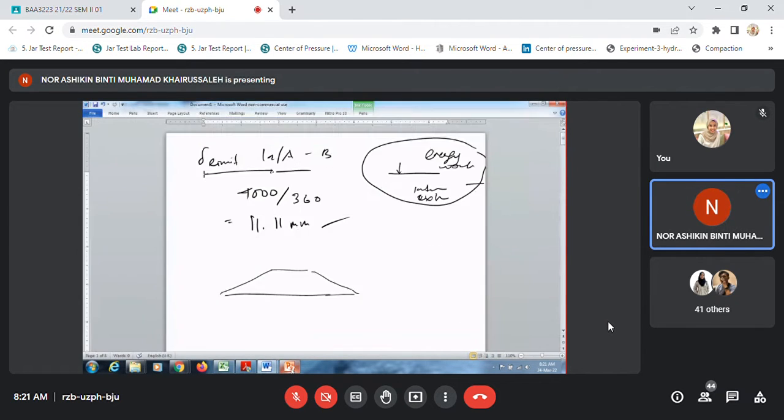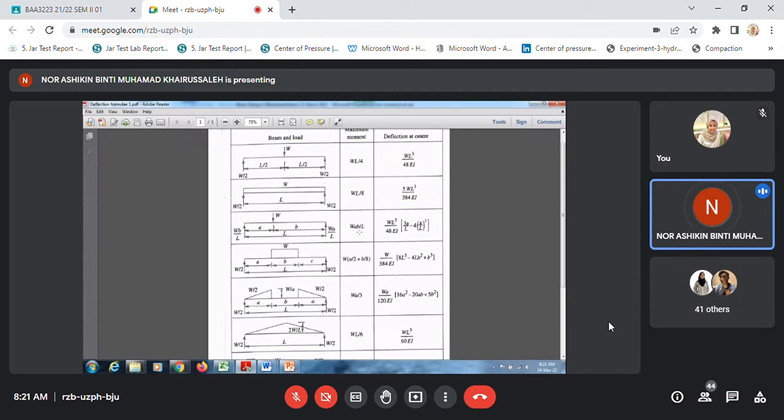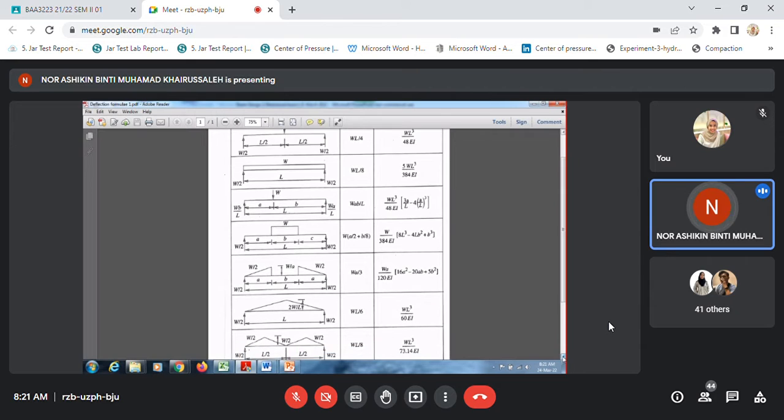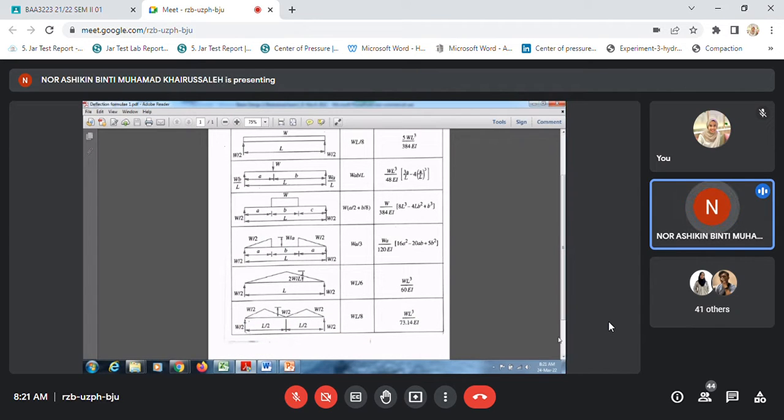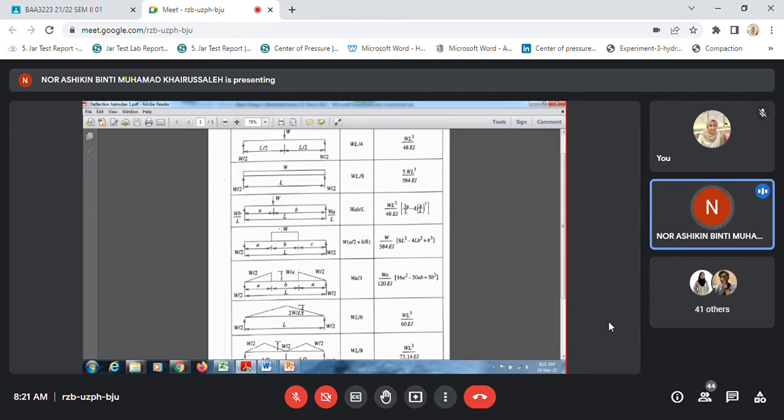However, in this formula, it's not directly shown for the shape of the trapezoid. So you can combine it by using this one and this one. You can see that this one and this one actually will form the trapezoid shape. So when you are calculating the deflection, you have to do some combination using this formula and this formula.